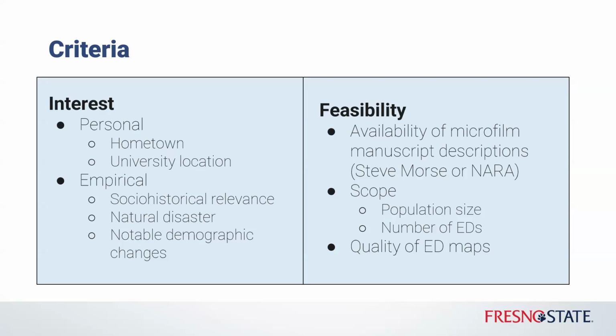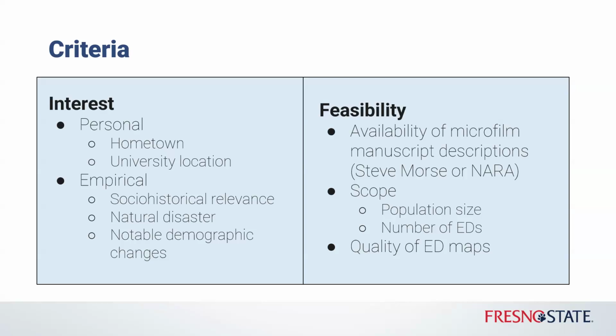So first you have to consider if the microfilm of the manuscript descriptions, those written descriptions, is available. An easy way to check is to go through the Steve Morse website. It's easier to navigate, to specify what exactly it is you're looking for, and just make sure that the materials are there. In many cases they are, but sometimes they're not. And you might be able to work around that. It depends on if the scans of the maps are available and usable.